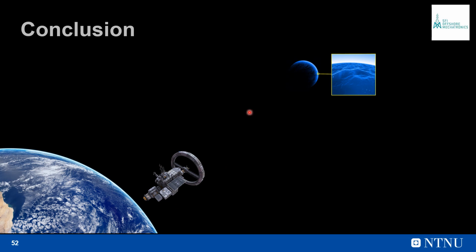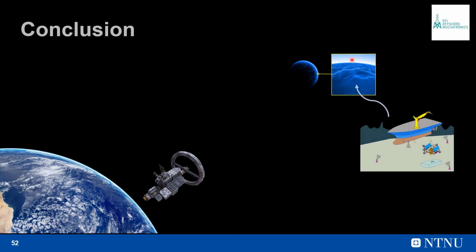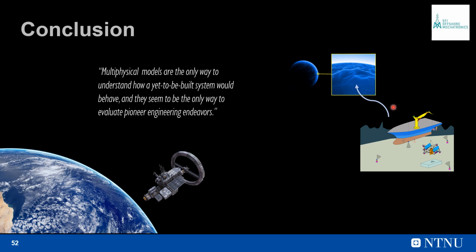They have limited resources, so they must optimize their actions once they go into orbit around the planet. And they would like to build a platform for the spaceship to dock once it enters the atmosphere. To make efficient use of the resources, they would then need to model different scenarios under which the installation process would proceed. And in such cases, the only way is to use multiphysical modeling. Multiphysical models are the only way to understand how a yet to be built system would behave, and they seem to be the only way to evaluate pioneer engineering endeavors.